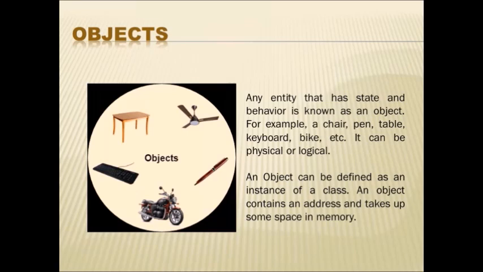If you consider a person, the person consists of properties like name, color, age, etc. Similarly, the behavior of a person is that the person can walk, sit, and run. So these are the behaviors of a person. This is the example. And the object can be defined as an instance of a class.